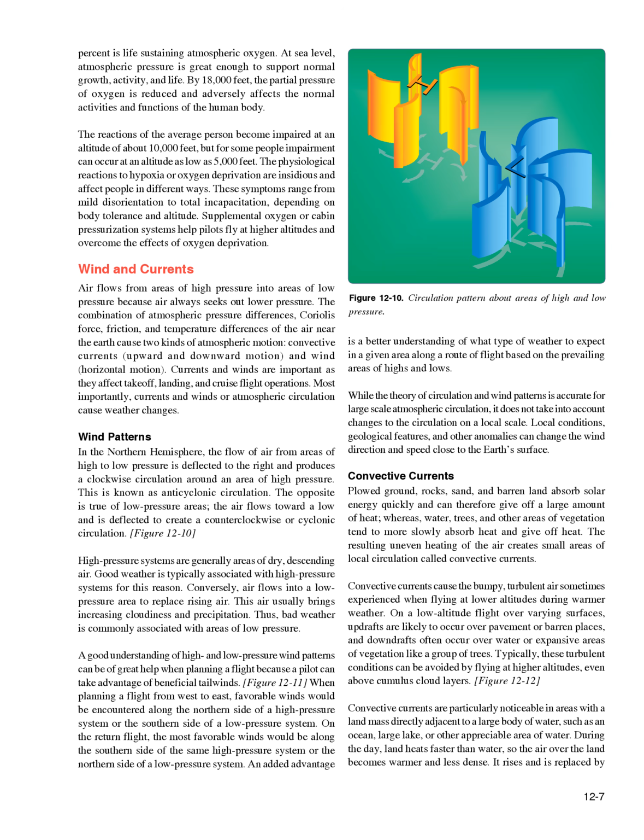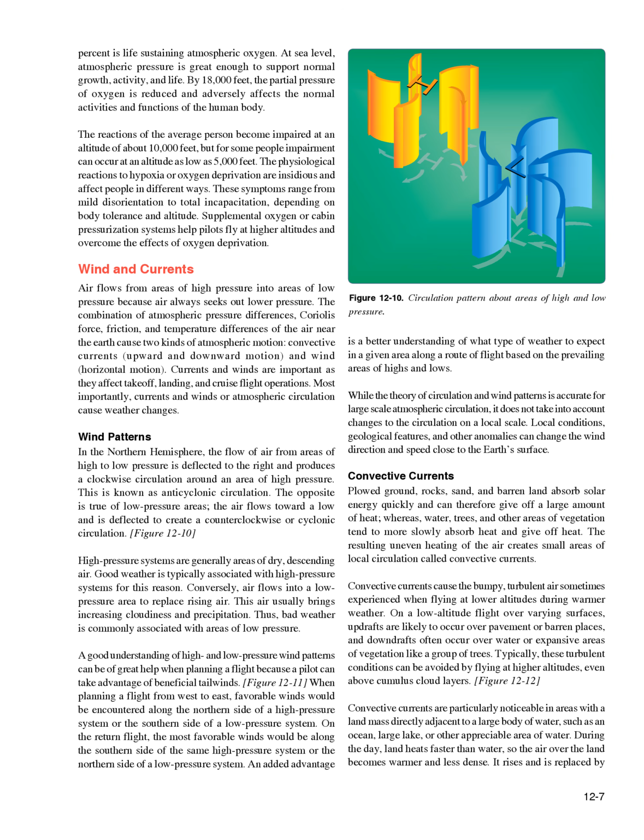Convective currents. Plowed ground, rocks, sand, and barren land absorb solar energy quickly and therefore give off a large amount of heat, whereas water, trees, and other areas of vegetation tend to absorb heat more slowly and give off heat more slowly. The resulting uneven heating of the air creates small areas of local circulation called convective currents. Convective currents cause the bumpy, turbulent air sometimes experienced when flying at lower altitudes during warmer weather. On a low-altitude flight over varying surfaces, updrafts are likely to occur over pavement or barren places, and downdrafts often occur over water or expansive areas of vegetation like a group of trees. Typically, these turbulent conditions can be avoided by flying at higher altitudes, even above cumulus cloud layers.